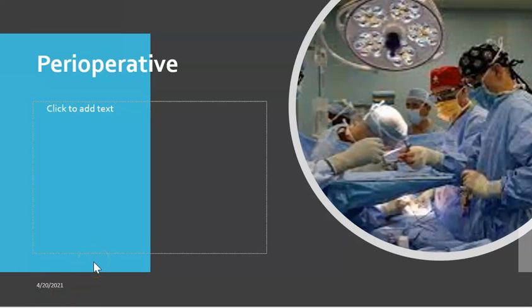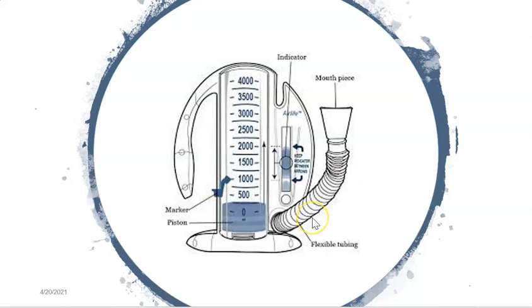Then we're going to talk about operative here. First of all, I'm probably going to mention incentive spirometers more than once. So here we have an incentive spirometer.